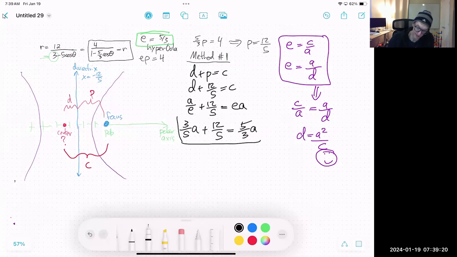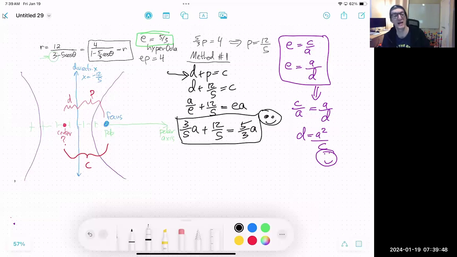Okay, so here I'm going to put a box around this and declare myself very, very smart because we were sort of stuck. We didn't know what A was. We didn't know what C was. We didn't know what B was, but we did know the eccentricity. And we took this simple, basic fact about hyperbolas that D plus P equals C. We already knew P. We had a number for that. And we re-expressed D and C in terms of A and the eccentricity, and now I just have a linear equation in terms of A. Okay, so now I'm just going to solve this.